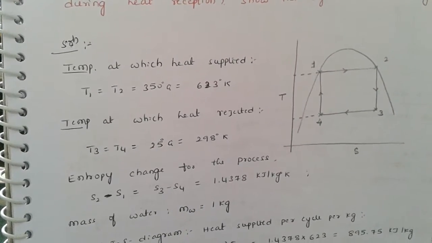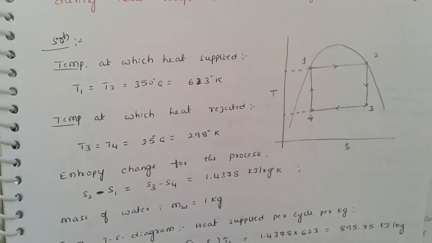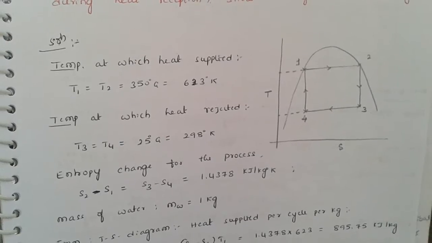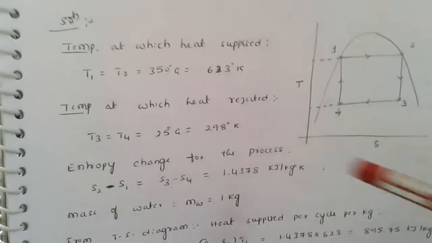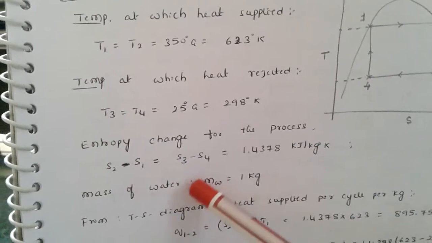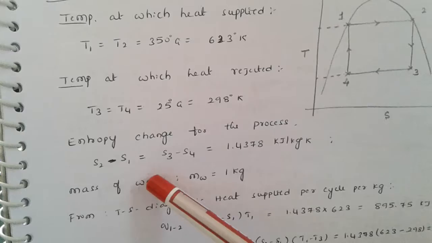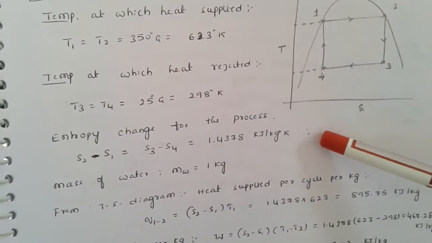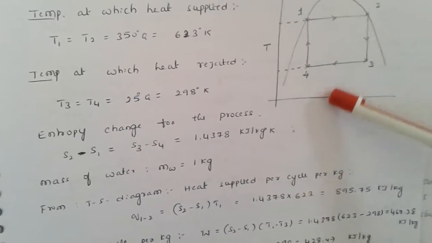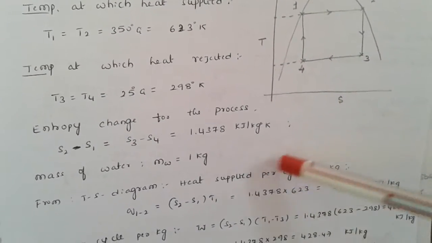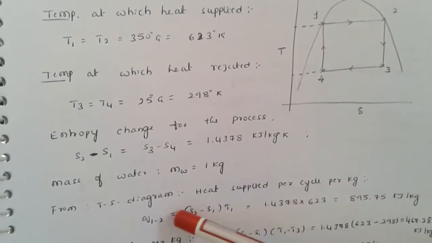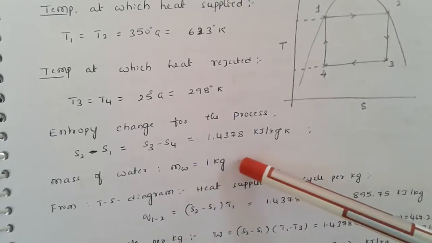The temperature at which heat is rejected, the isothermal heat rejection process, T3 is equal to T4, 25 degrees centigrade, which becomes 298 degrees Kelvin. Then the entropy change for this process, S2 minus S1 is equal to S3 minus S4, that is S1 is equal to S4 and S2 is equal to S3, and it becomes 1.4378 kilojoules per kg degree Kelvin. Mass of water m_w is equal to 1 kg.